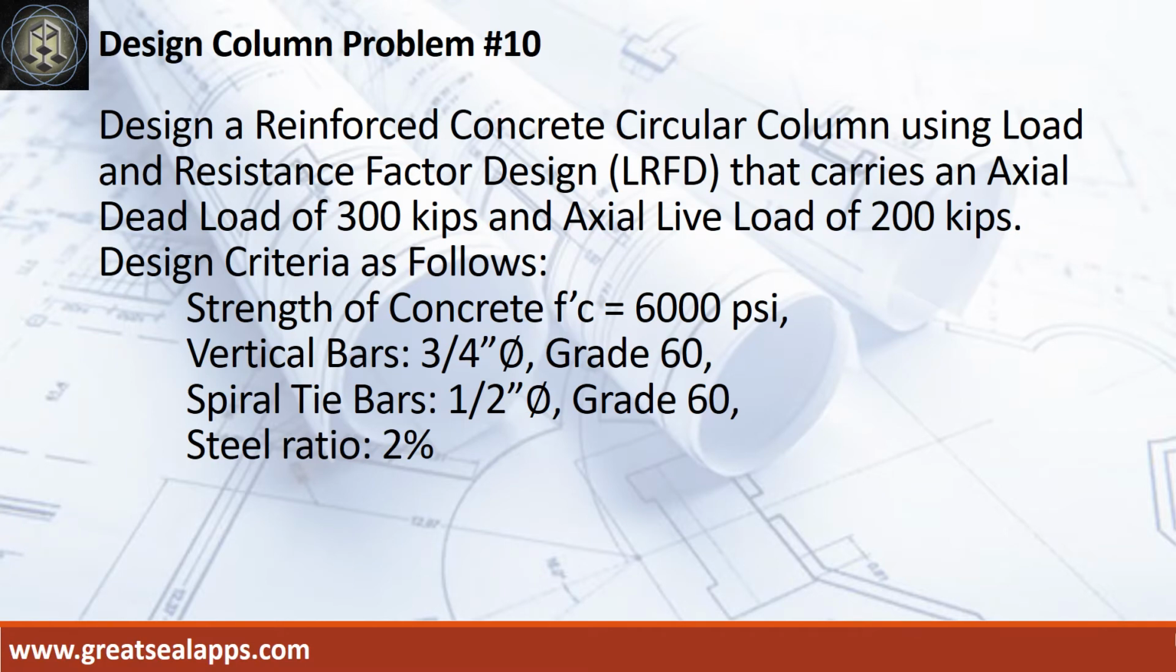Design a reinforced concrete circular column using load and resistance factor design that carries an axial dead load of 300 kips and axial live load of 200 kips. Design criteria as follows. Strength of concrete 6000 psi, vertical bars 3/4 inch diameter grade 60, spiral tie bars 1/2 inch diameter grade 60, steel ratio 2%.